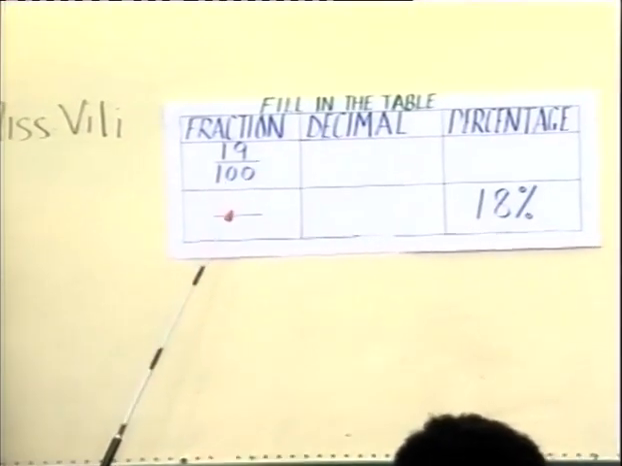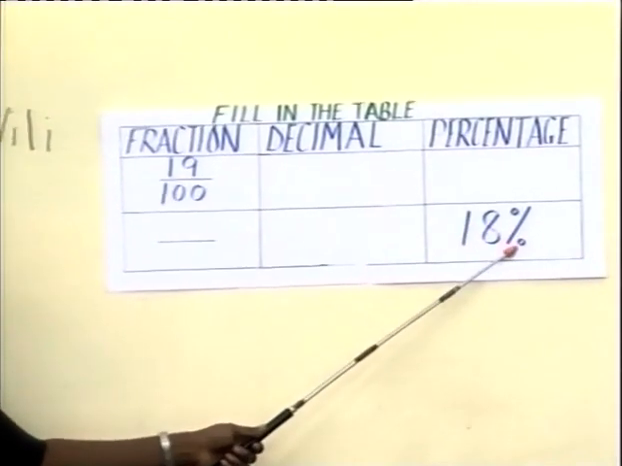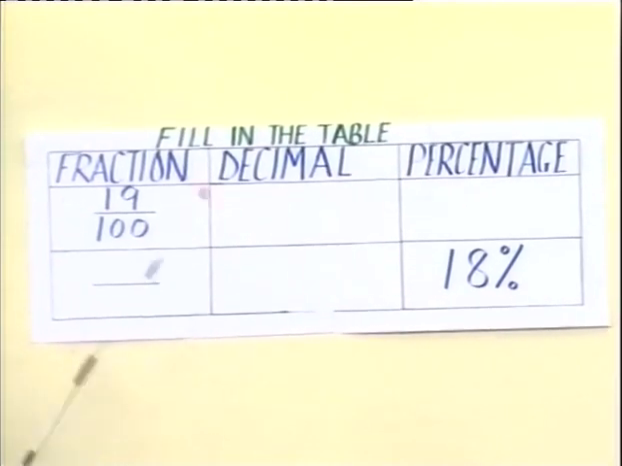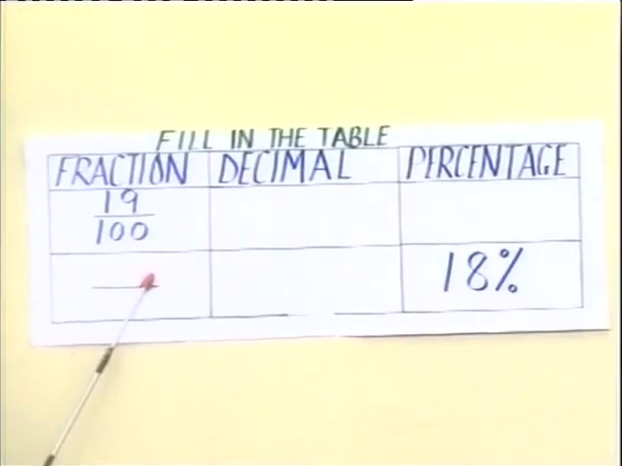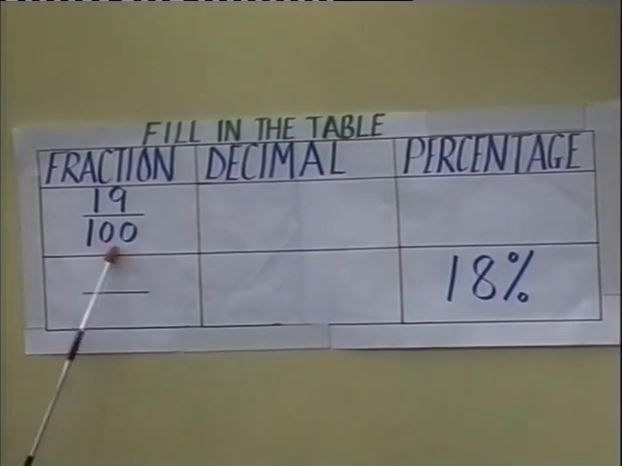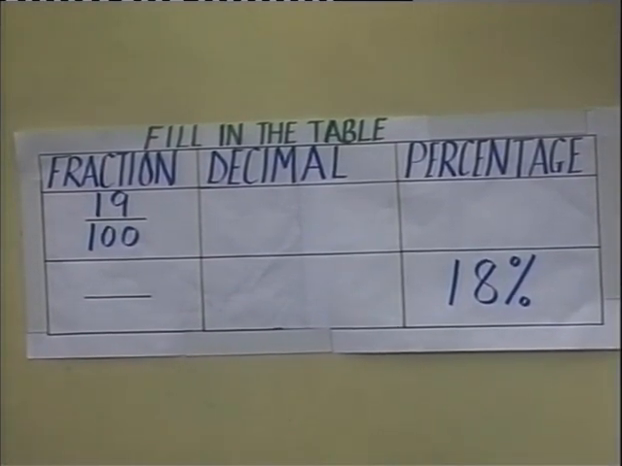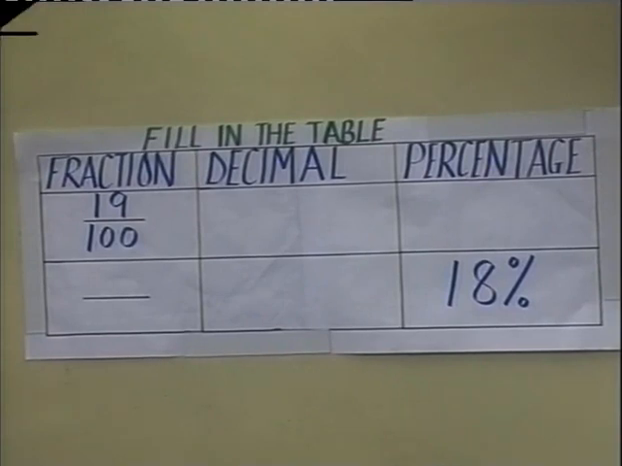Second activity, it is given in percentage. You are to change this back to decimal and then back to fraction. So I will give you 3 minutes to get this completed within your own groups. You may start.